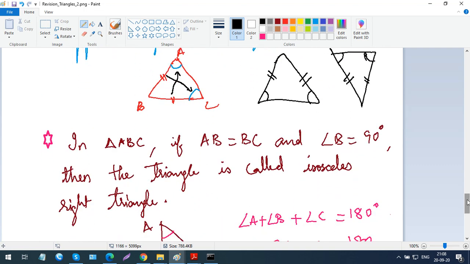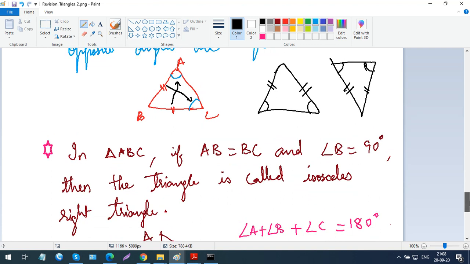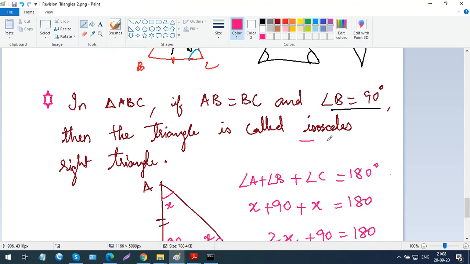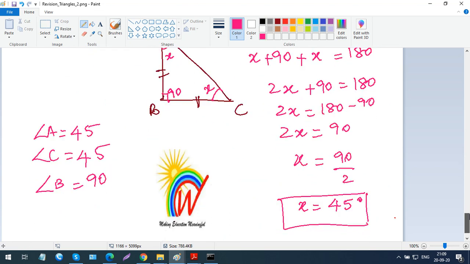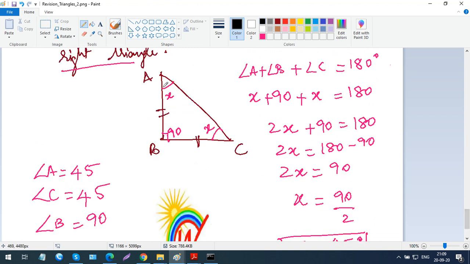In triangle ABC, if AB is equal to BC, so that is an isosceles triangle, and one of the angles is 90 degrees, B equals 90 degrees, then the triangle is called an isosceles right triangle, because it's also isosceles, it's also a right triangle. So in that case, what will happen? You will have, see, ABC, this and this are equal, they have told. So this is 90 degrees, it's given. So if these two sides are equal, then these two angles will be equal. Let me keep it as x.